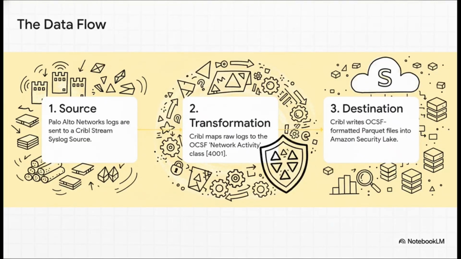So here's the flow. You've got raw logs coming from, say, a Palo Alto Networks firewall. They get sent to Cribl. Inside Cribl, a pre-built pack automatically maps all those raw fields to the OCSF network activity schema. Then, Cribl writes that perfectly formatted data straight into Amazon Security Lake, where it's immediately ready for analysis. No custom parsing needed. It just works.